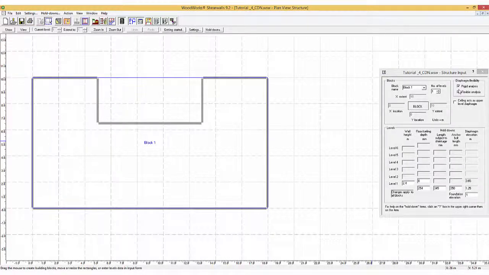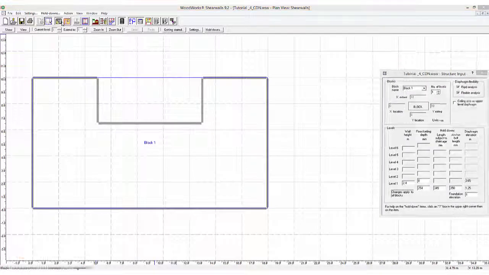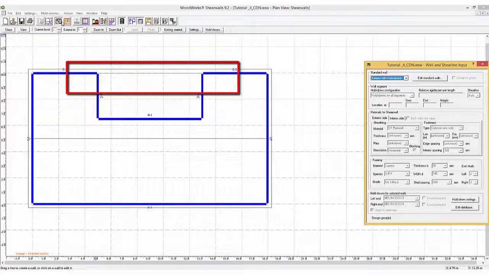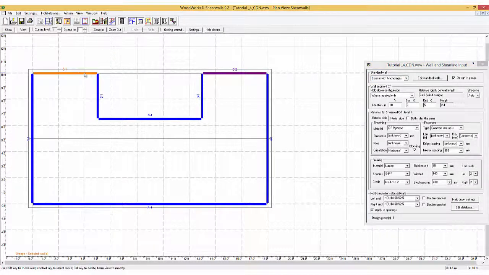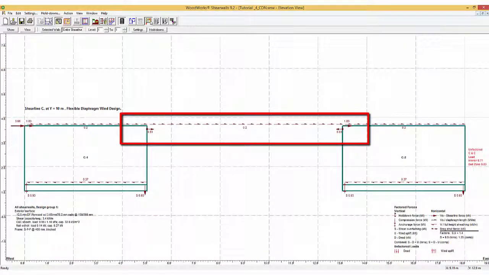For an irregular structure, this analysis assumes that there is a drag strut or other force collection system bridging any gaps in the shear walls along a given shear line. It is therefore up to the engineer to design these force collectors.